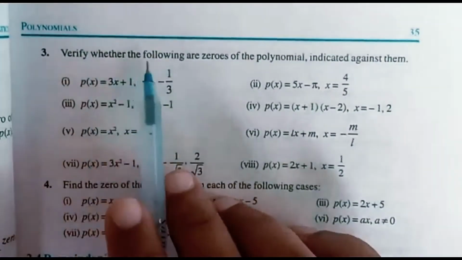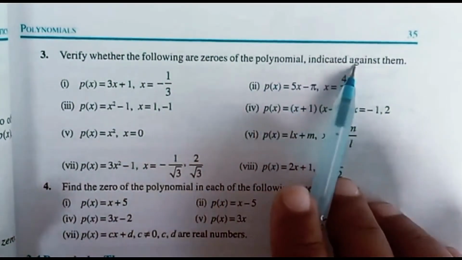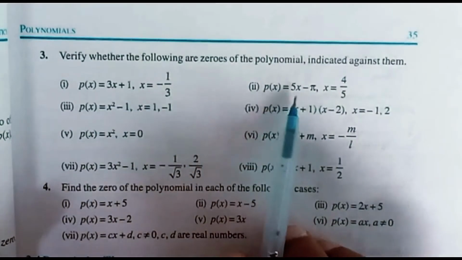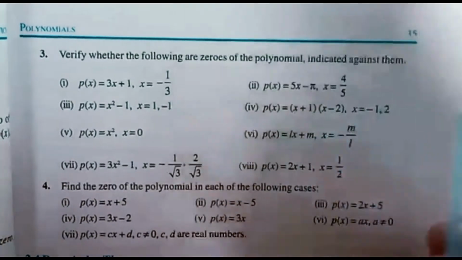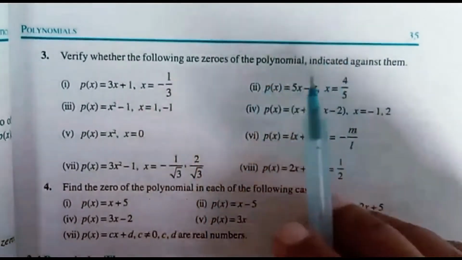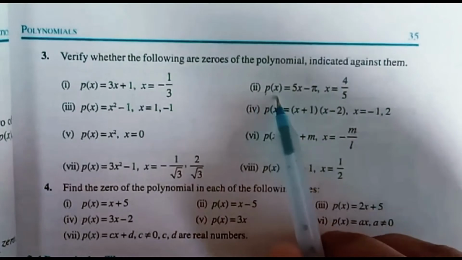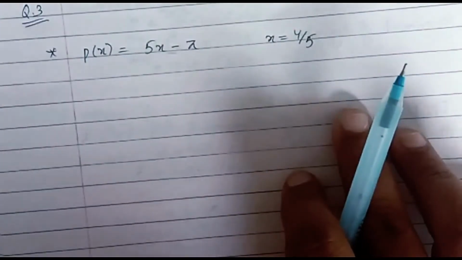It is given, verify whether the following are zeros of the polynomials or not. Suppose we are taking p of x is 5x minus pi. The value of x is given to be 4 by 5. We need to find whether it is a zero or not. I have already taught you that it will be considered to be a zero only if p of 4 by 5 is equal to 0. So let us find it.